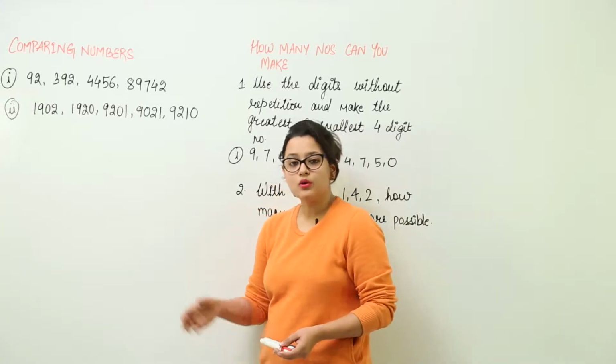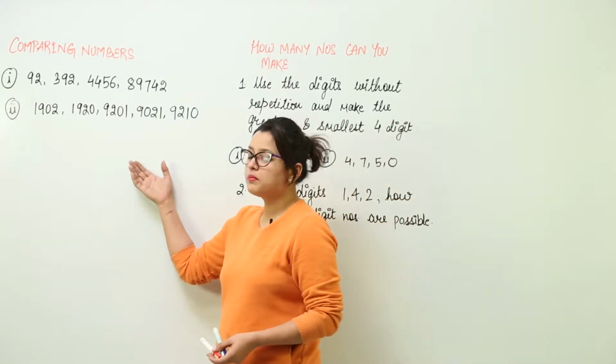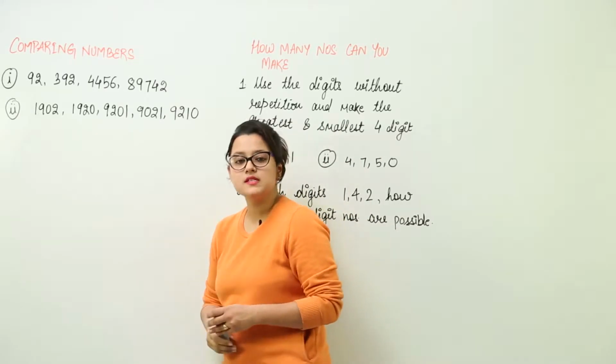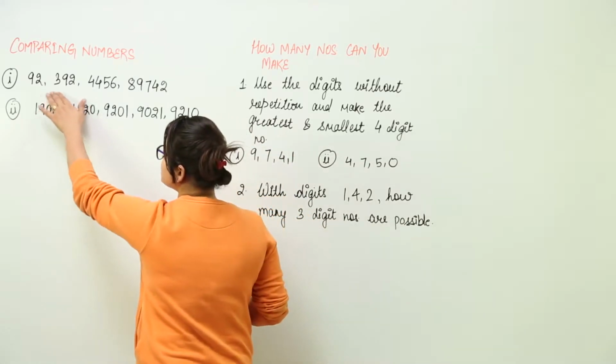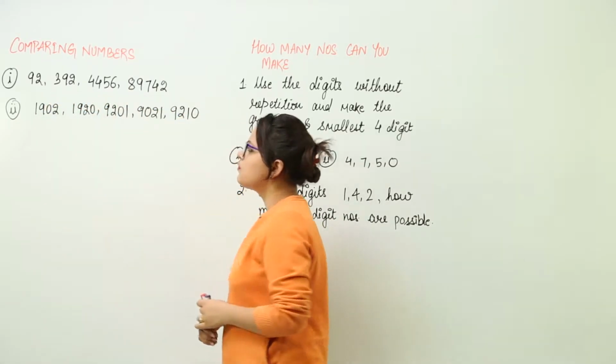Comparing numbers. How do we compare numbers? We have to compare them according to their places as per the place value system. So here we have the first question where we have to compare these 4 numbers.